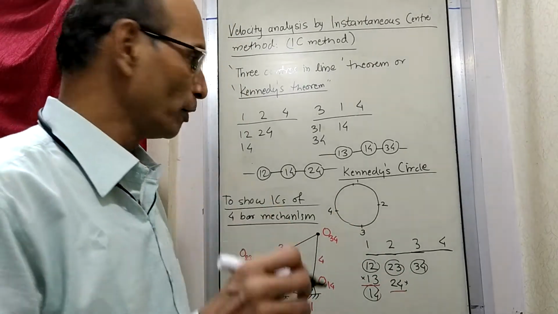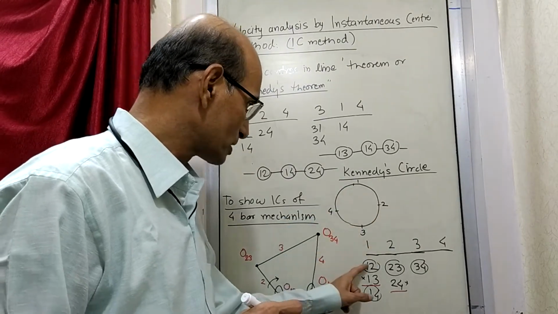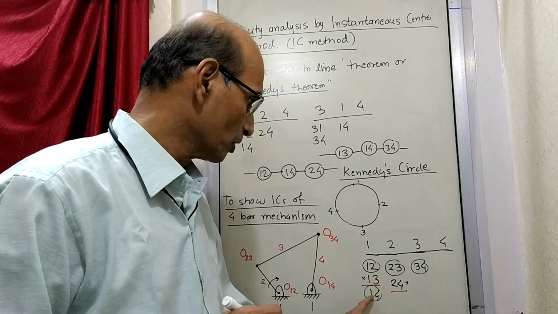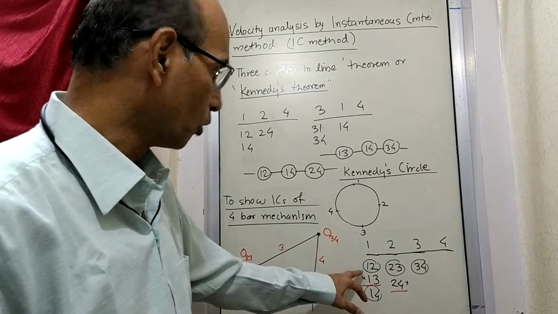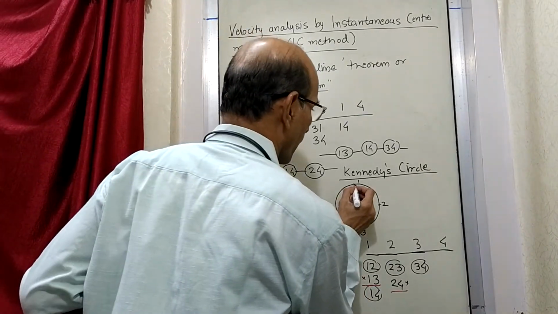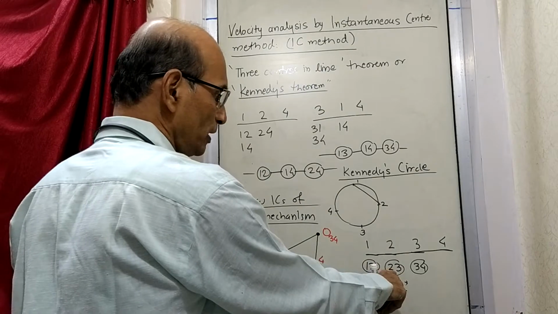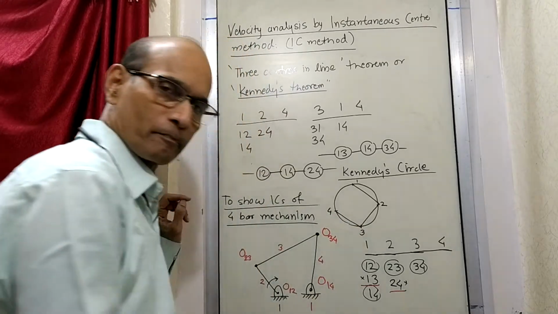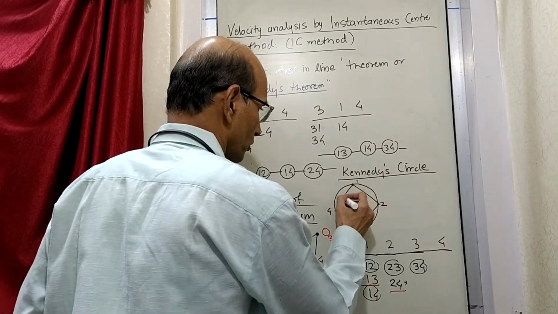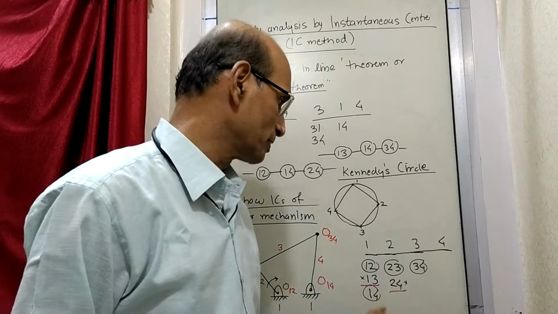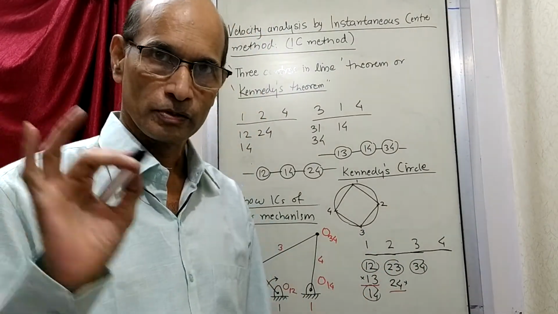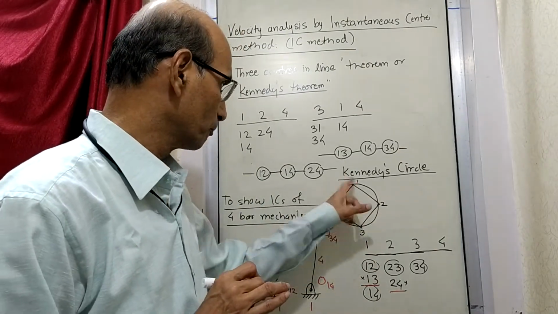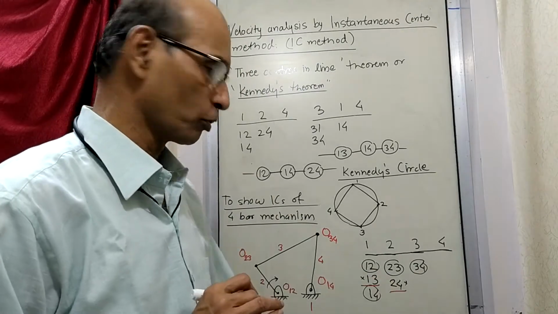Next thing is, we join the points whose centers are already known. So whatever ICs are already known, those points we join. We know 1, 2, so we join 1, 2. We know 2, 3, so we join 2, 3. We know 3, 4, so we join 3, 4. We know 1, 4, so we join 1, 4. So out of 6 centers, 4 centers were known just by observation, and these are the points we have joined.